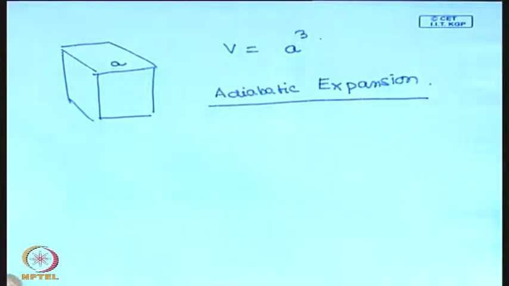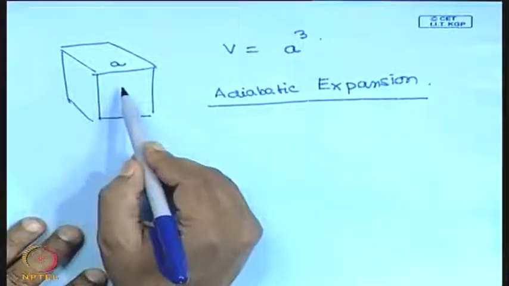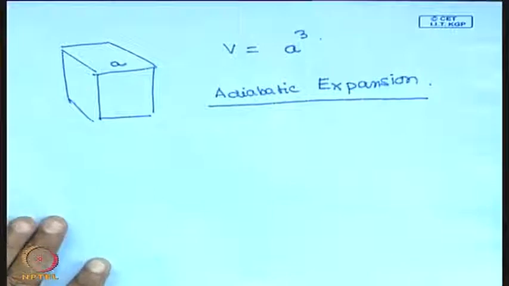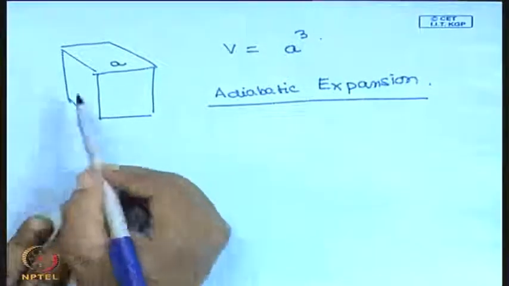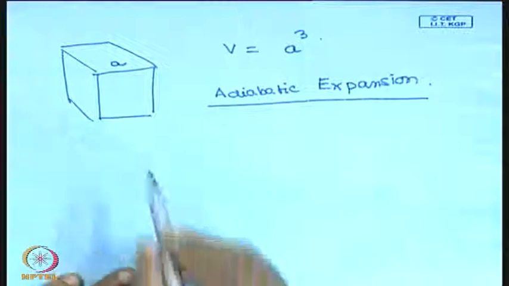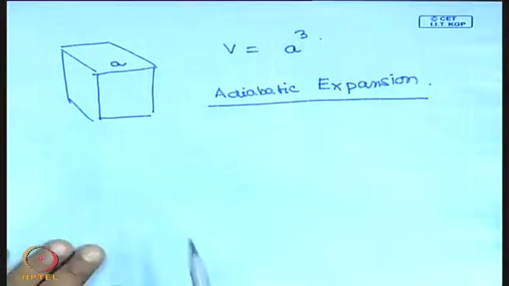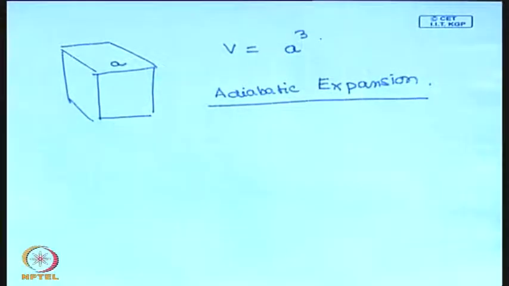This is an assumption which is quite well justified. Any process may be assumed to be adiabatic if it does not exchange heat with the surroundings, and it is quite a reasonable assumption that in the expansion of the universe, one part of the universe does not exchange heat with any other part. So we are going to assume that the expansion is adiabatic.